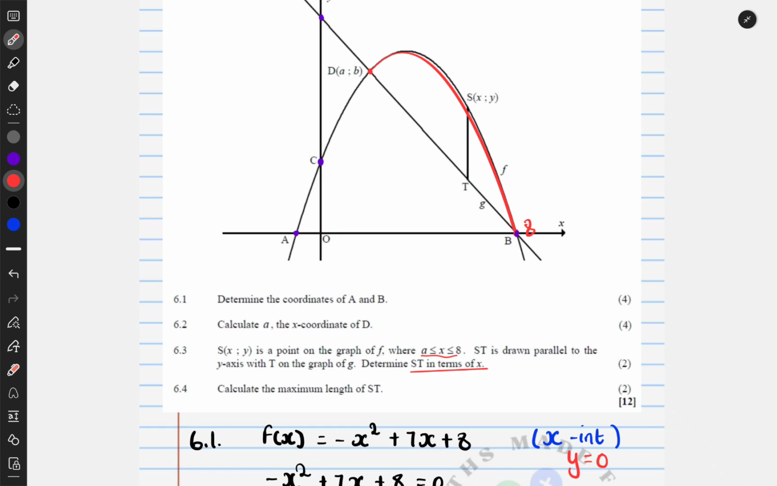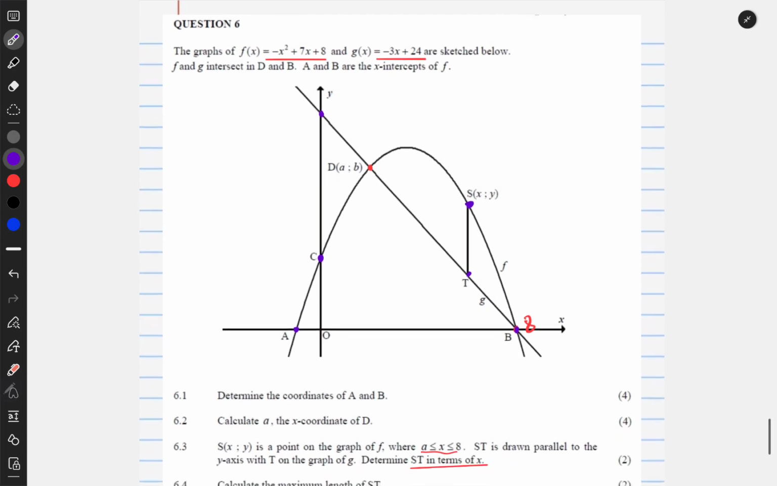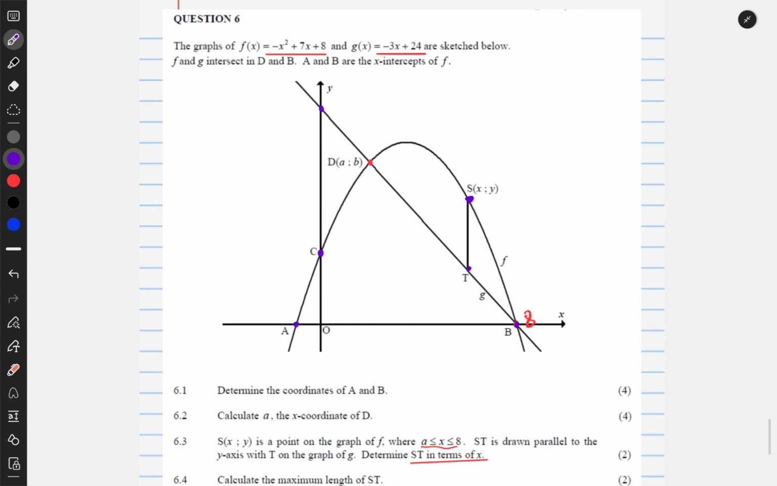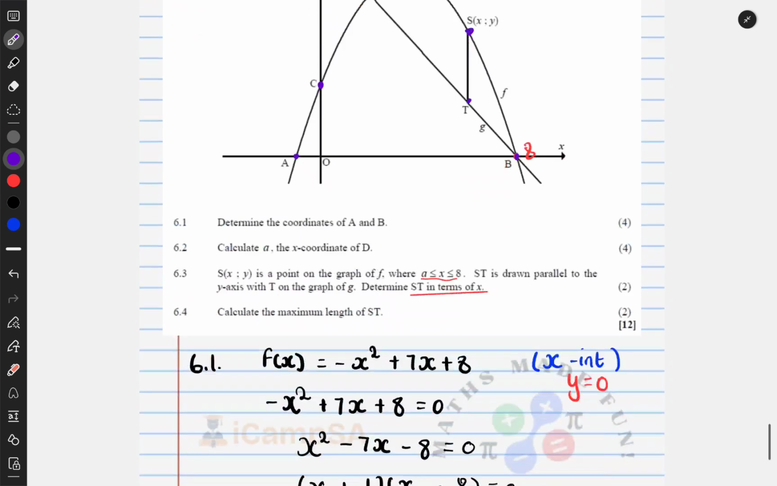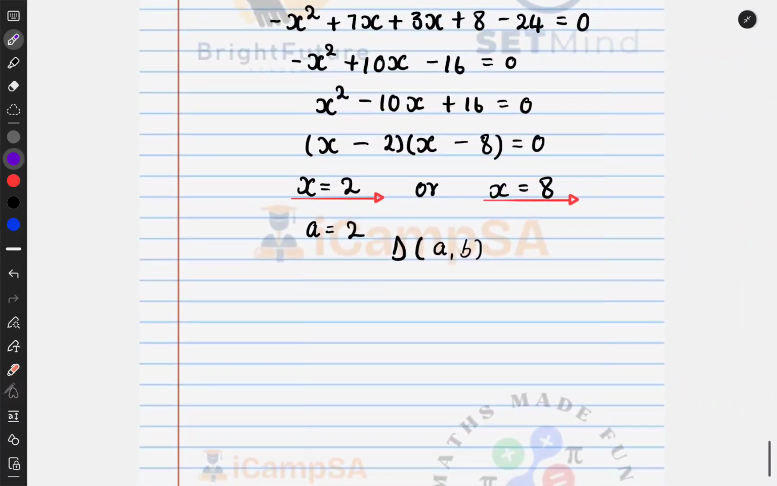Okay, but since we don't have the direct values of s and we don't have the direct values of t, we will just use the equations, because both of these points lie on the graphs respectively. So if we want to find the distance ST, we must say what? The graph of f is above the one of g, so we say f at x minus g at x, the graph of g, and then we will find ST. Okay, and we are asked to find it in terms of x, so let's go ahead and do that.